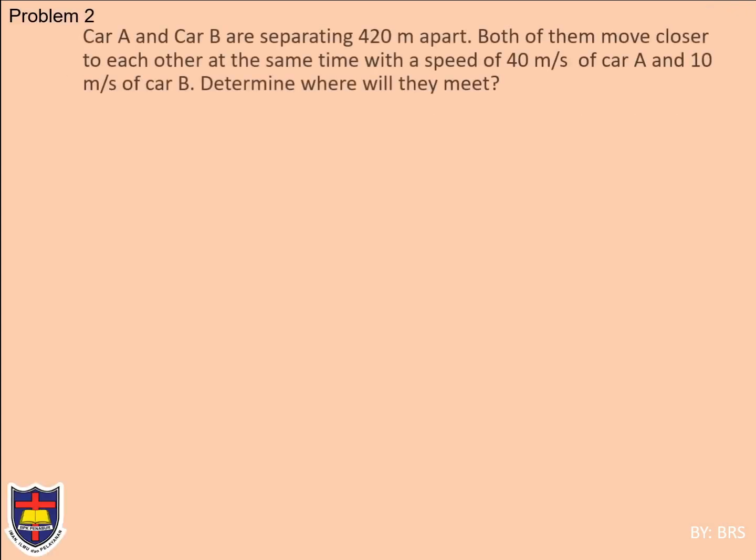Problem 2. Car A and car B are 420 meters apart. Both of them move closer to each other at the same time, with a speed of 40 meters per second for car A and 10 meters per second for car B. Determine where they will meet. First, draw the illustration.